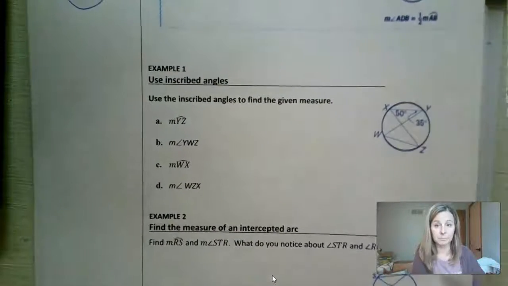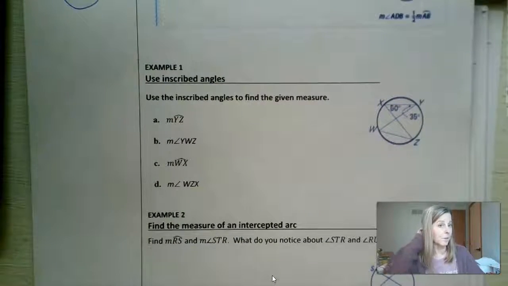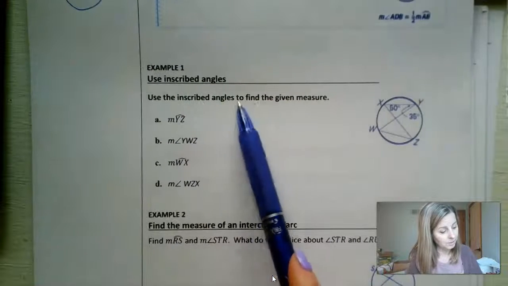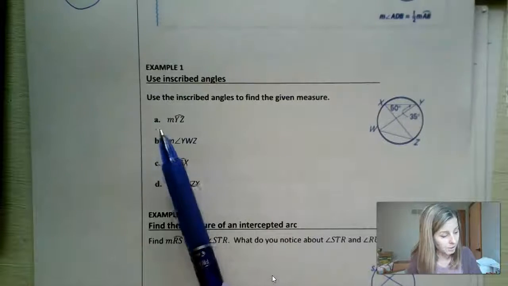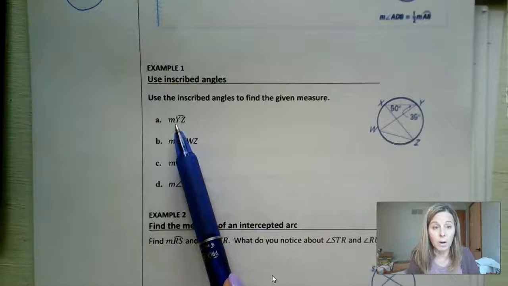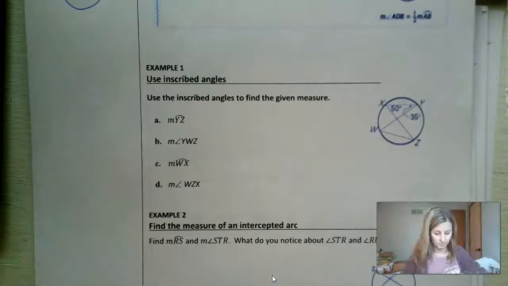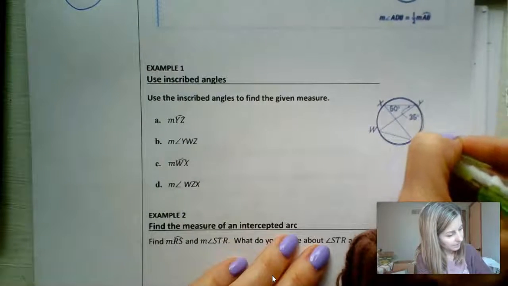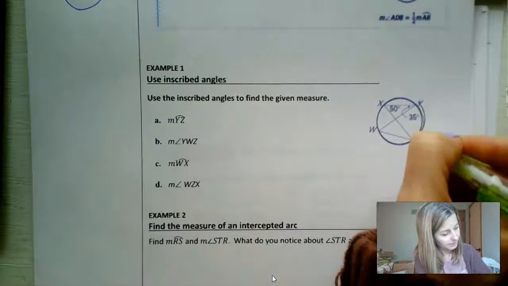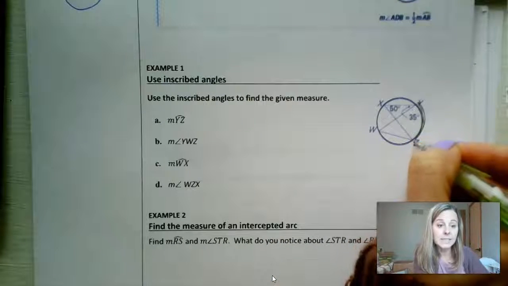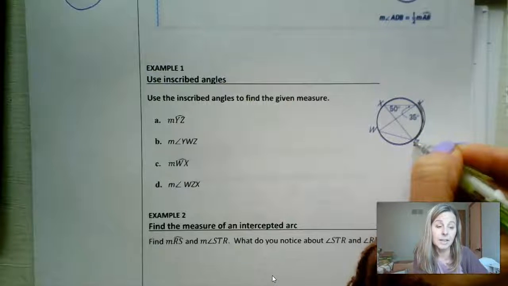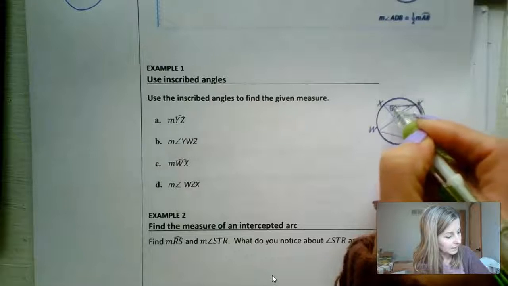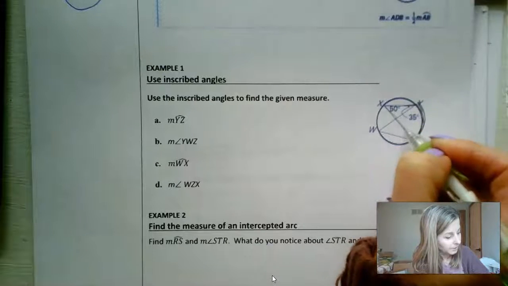Okay, let's go through some examples here. If you want to pause and try on your own, you can, but I'll just continue to go through this. We're going to use the inscribed angles to find the given measure. So I want to find the measure of arc YZ. What I like to do is outline. I'm going to use a pencil here so I can erase. So if YZ is this arc, I'm going to trace that opening back to the angle. So YZ connects with angle X right here.